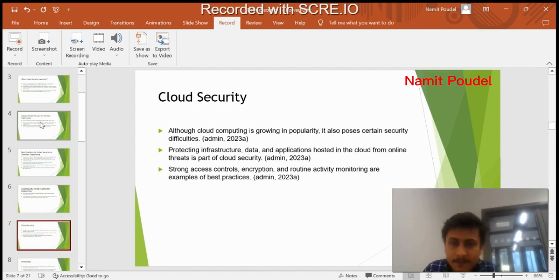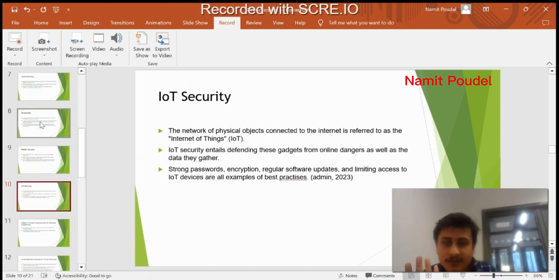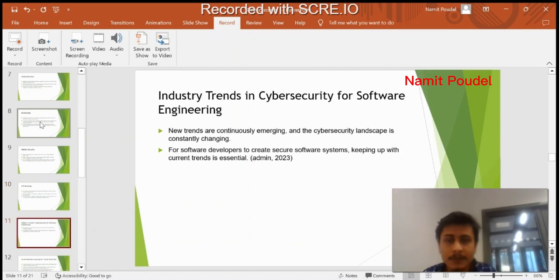Cloud security, DevOps processes. As we know, mobile security and IoT security defend these gadgets from online dangers as well as data gathering. Strong passwords, encryption, regular software updates, and limiting access to the IoT device are all examples of best practices.